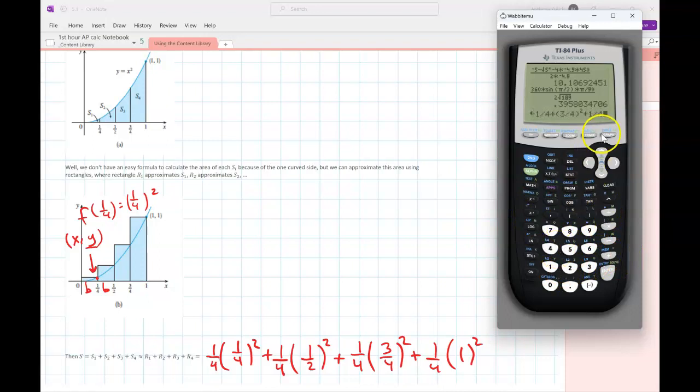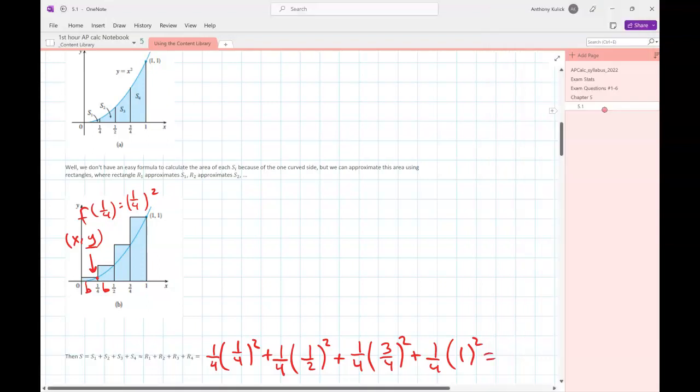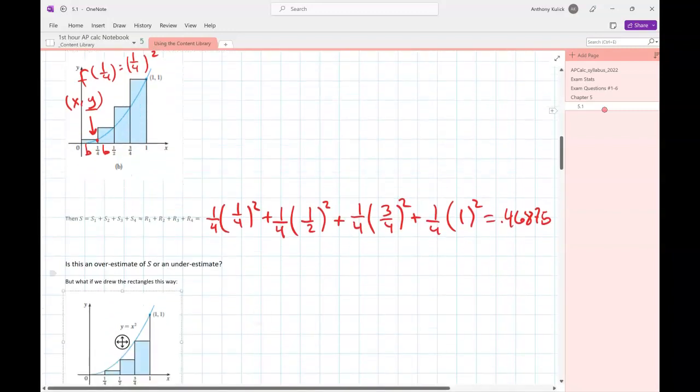I'm going to skip the times 1 squared since 1 squared is 1 and that doesn't really mean anything. So I get about 0.46875. So that's my approximation. Everybody okay with that? Now, is this going to be an overestimate or an underestimate for the area S? That's going to be an overestimate, right?